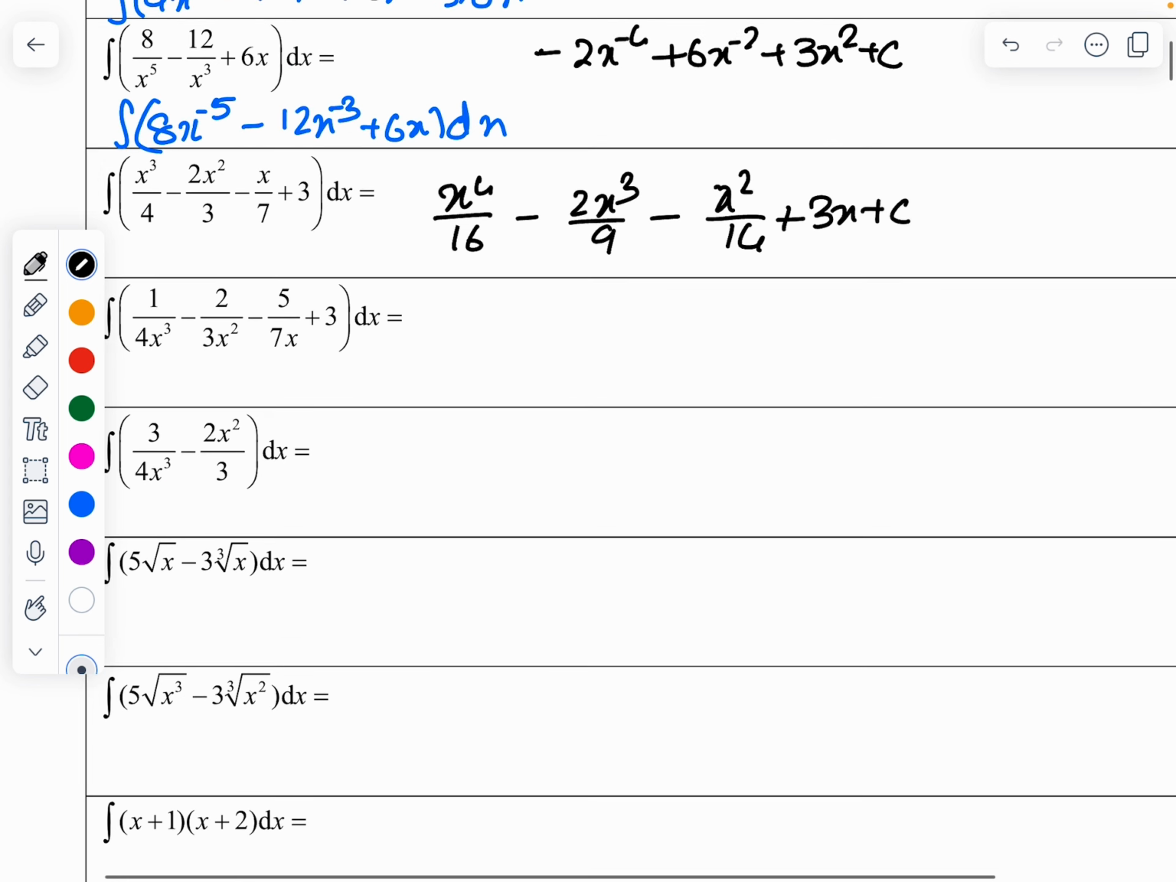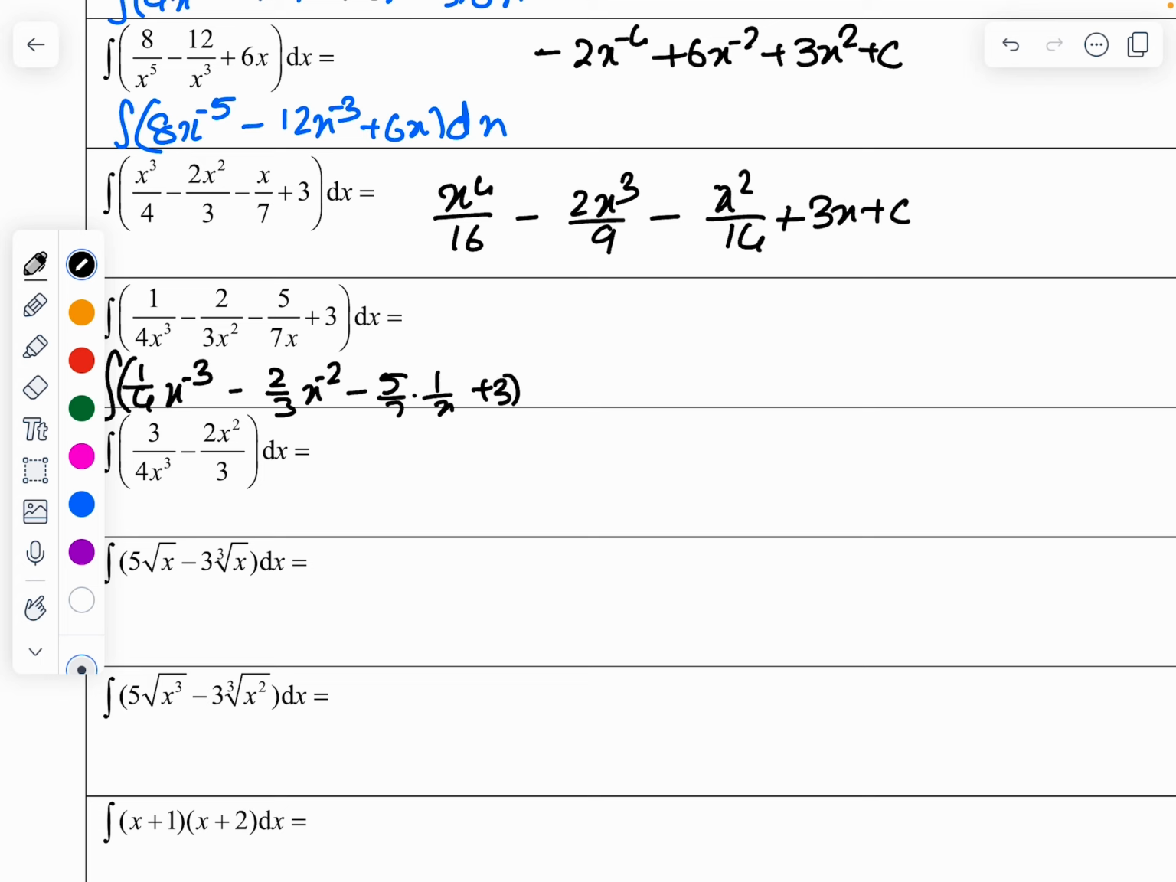And for the next one, first write it out in the standard form. What does it become? 1 upon 4 x power negative 3 minus 2 upon 3 x power negative 2, then minus 5 upon 7 times 1 upon x plus 3 dx. So the answer for this is going to be minus 1 upon 8 x power negative 2 plus 2 upon 3 x power negative 1 minus 5 upon 7 ln x plus 3x plus c.